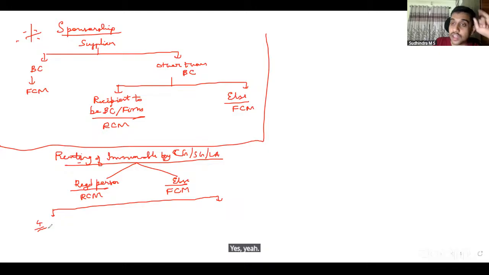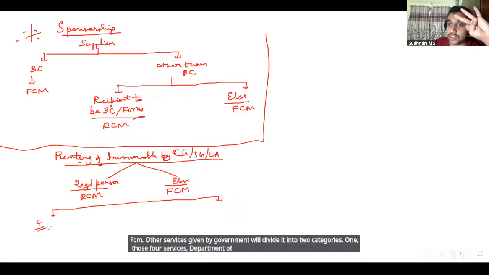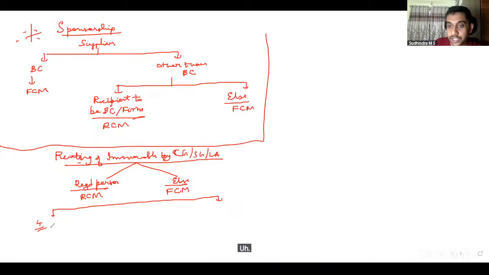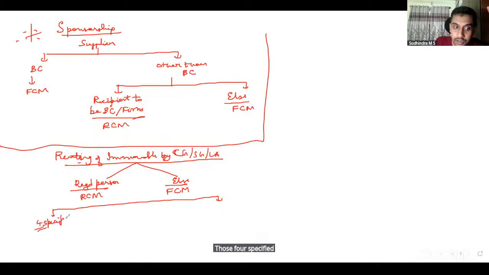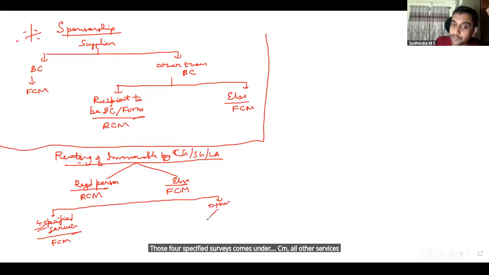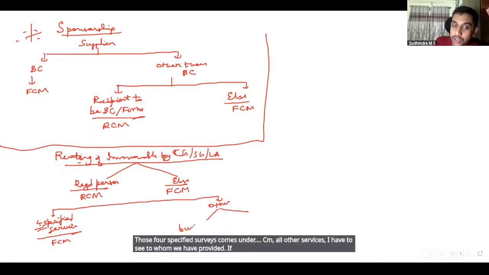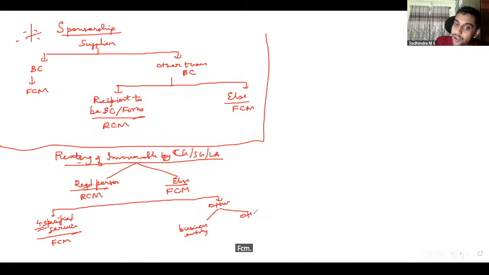One, those four services: Department of Post, Ministry of Railways, service in relation to transportation of goods or passengers, service in relation to vessel or aircraft. Those four specified services come under FCM. All other services, I have to see to whom we have provided. If we have provided to others, straight away exempt.